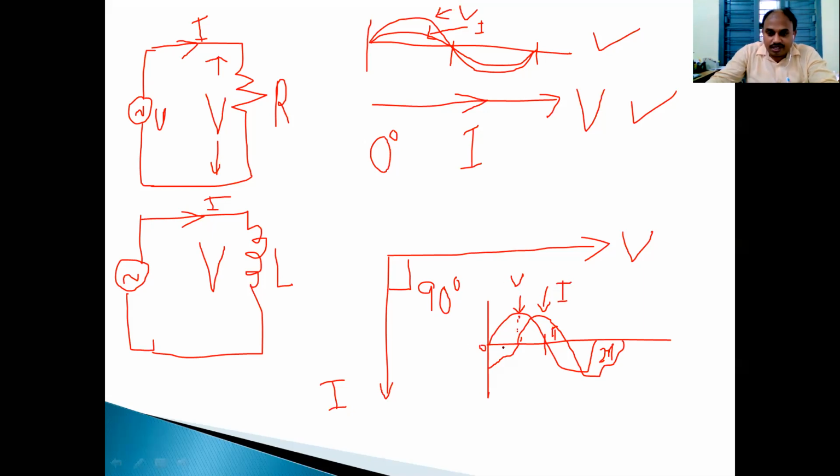Voltage and current have a phase difference of 90 degrees for a pure inductive load. For the pure resistive load, voltage and current are in phase. For a pure inductive load, voltage and current have a phase difference of 90 degrees. Here the current lags. So in the first case they are in phase, and in this case they are out of phase, that is lagging. This I value is lagging the voltage by 90 degrees. So a pure inductor lags by 90 degrees.